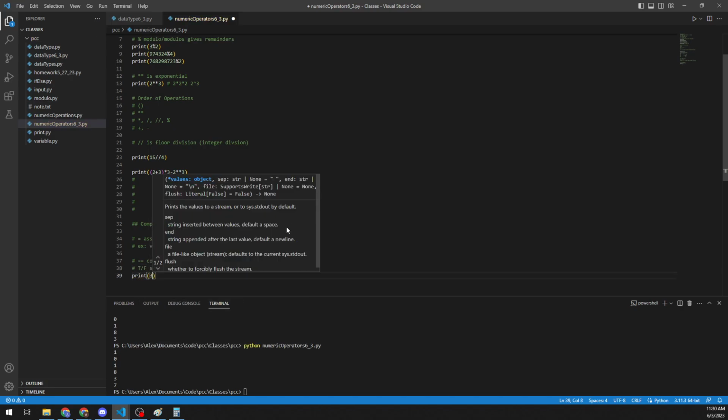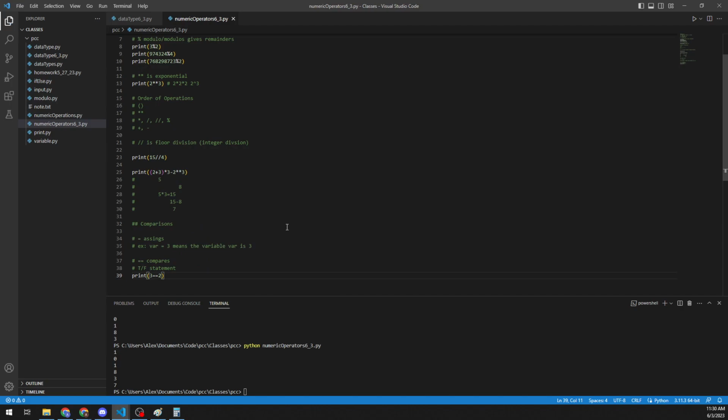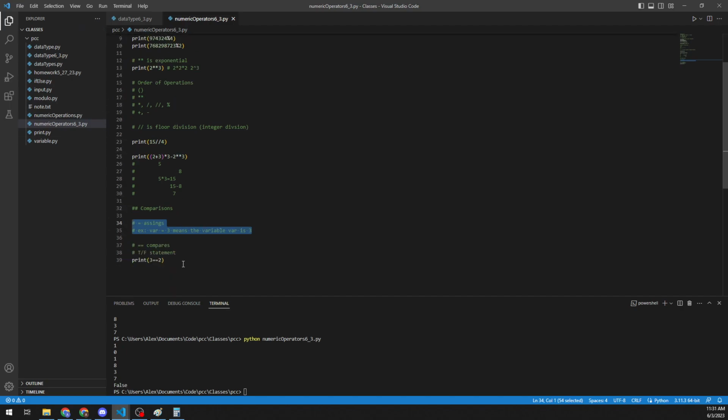Print 3 equals equals 2. Remember, last time we did less than or greater than. That's kind of this same thing. Is 3 equal to 2? No. So we should get a false, right? There we go. So a single equal sign assigns something, a double compares two things. Probably this should be up top with the operators, but that's okay.